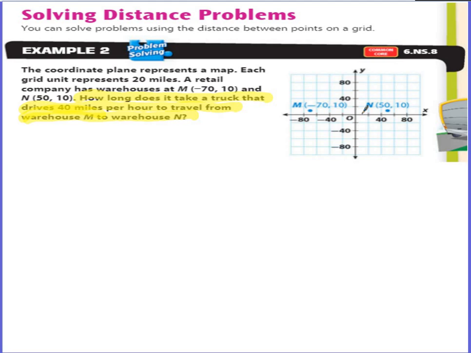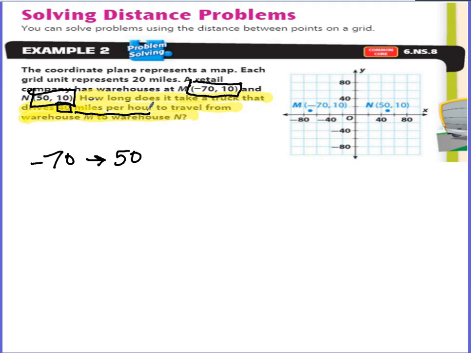All right, so what I'm going to do is I'm going to look. I notice that it's my y-coordinates that stay the same. I'm moving right to left. But I'm going from a -70 to a +50. Well, when I'm looking at this problem, it's important to note that these are my coordinates. It's important to note that the driver can go 40 miles per hour.